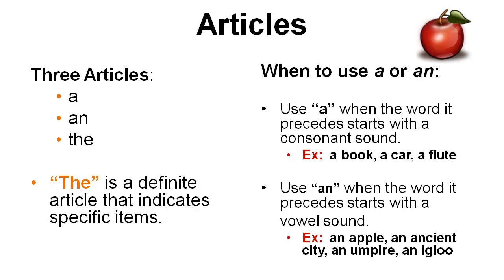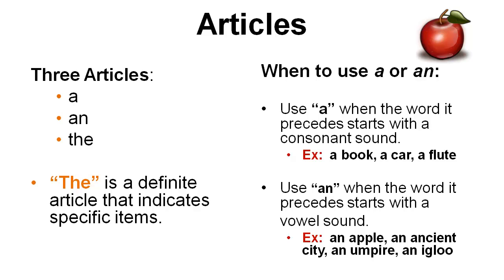When do you use a or an? You use a when the word it precedes starts with a consonant sound, such as a book, a car, a flute. All of those nouns begin with consonant sounds. Use an when the word it precedes starts with a vowel sound. For example, an apple, an ancient city, an umpire, an igloo.